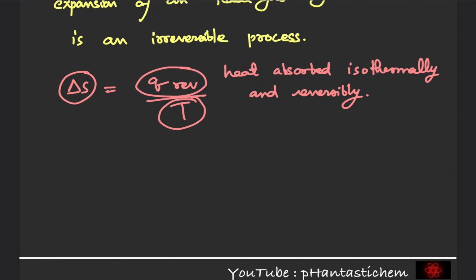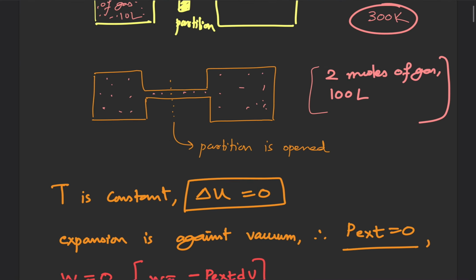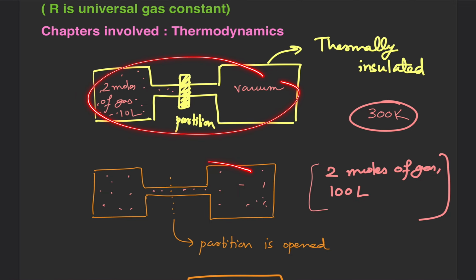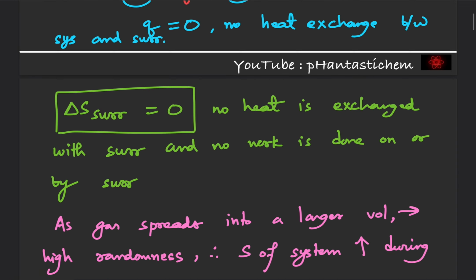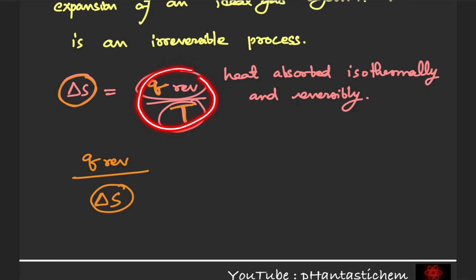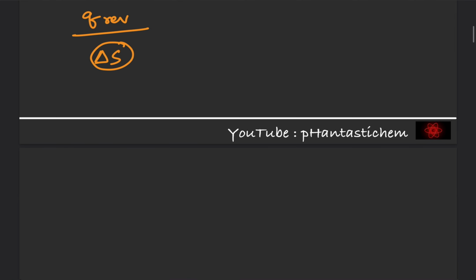Okay, so therefore the most important question is how to find Q reversible, or you can say delta S, for a process that is irreversible, because delta S is defined as Q reversible by T. Then how will we find Q reversible or delta S for an irreversible process? Because expansion of gas into vacuum is an irreversible process, and we cannot use this for an irreversible process. This equation is valid for a reversible process. Okay, so to do that we have to follow a few steps.